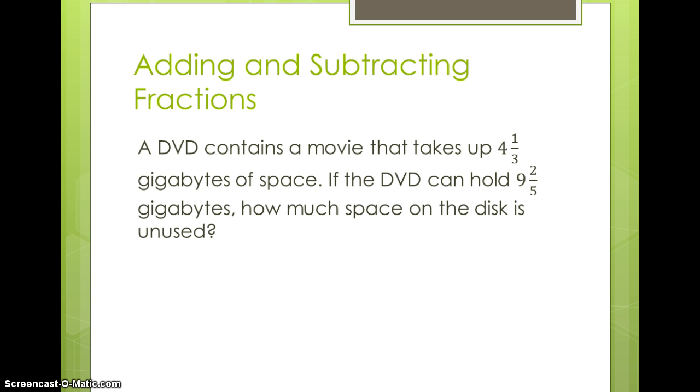Okay. So on this one, again, make sure you circle the number and box your label. And then also circle this number and box this label. And highlight the question, how much space on the disk is unused? On this one, it is a subtraction problem.